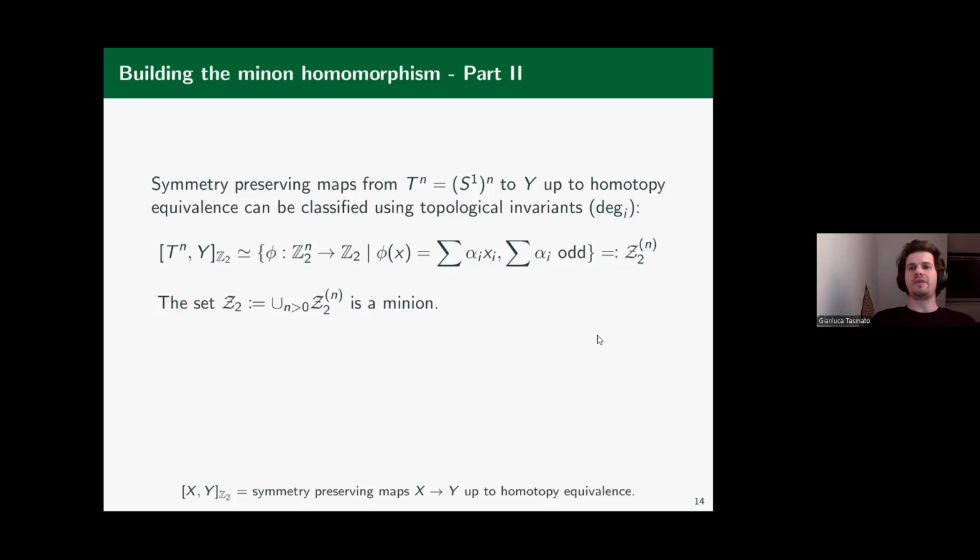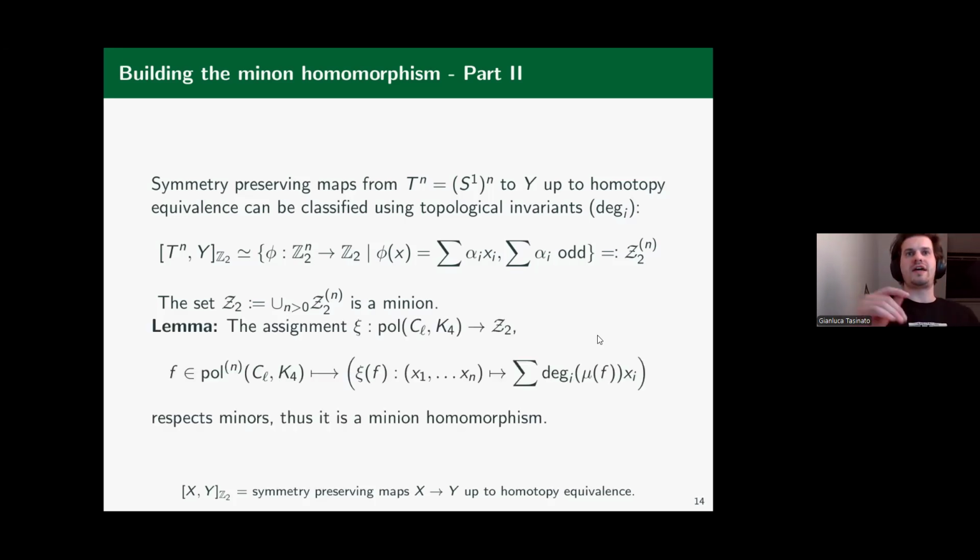It's pretty easy to see. And the key observation is that the assignment that takes a polymorphism of the odd cycle, turns it into a topological map, and then computes the corresponding linear map on Z2 respects minors, clearly respects arity, therefore it's a minion homomorphism.